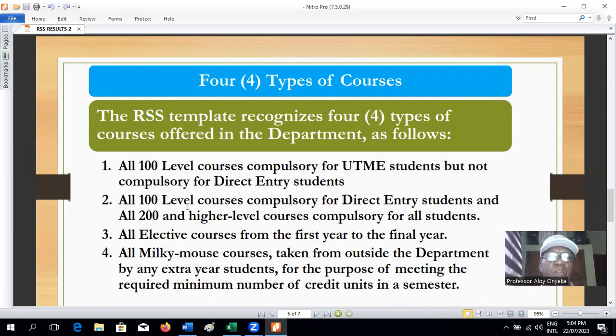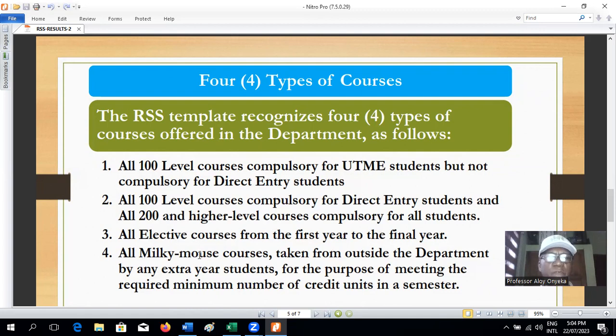Then secondly, you now have courses that are compulsory for both direct entry students and all other levels of students. So precisely, these are 100-level courses that are compulsory for direct entry students, and 200 and higher level courses that are compulsory for all students. Then the third set of courses are the elective courses, and there is a place to enter the elective courses.